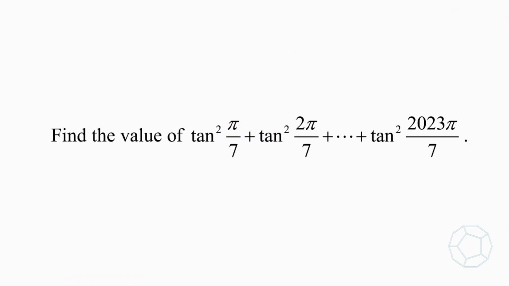Find the value of tangent square pi over 7 plus tangent square 2 pi over 7 up to tangent square 2023 pi over 7. You may use the chapters below to jump to the section of thinking process and different parts of the detailed solutions.